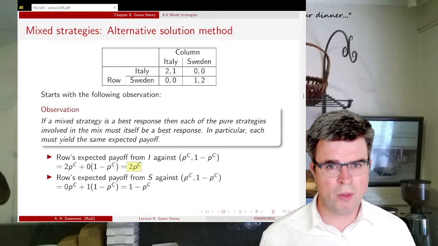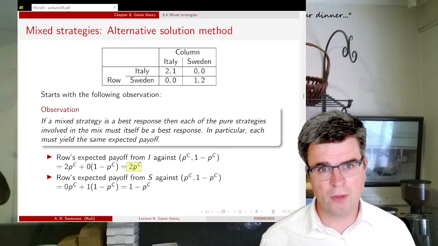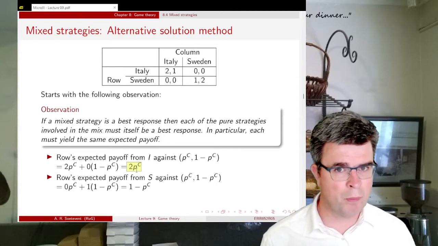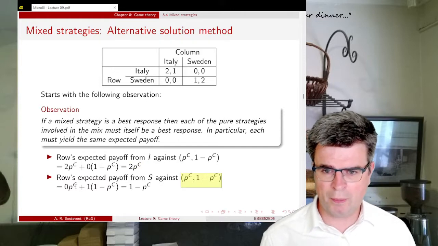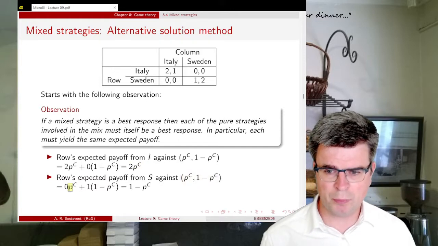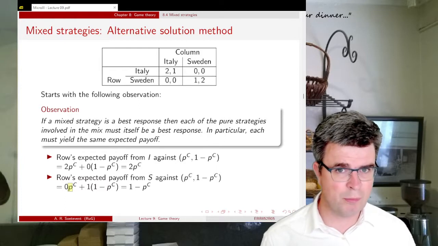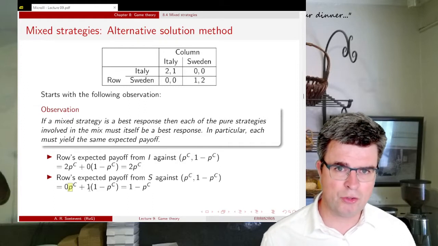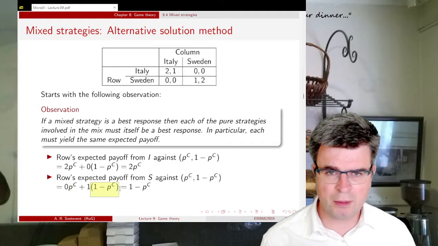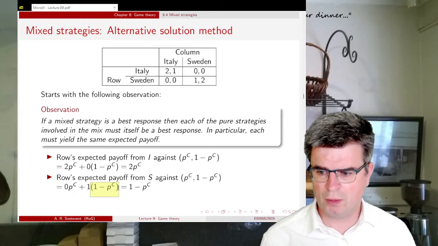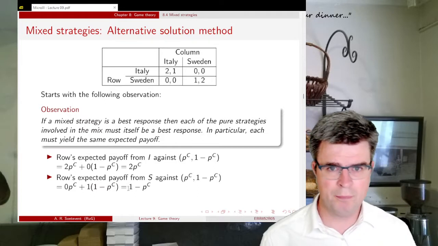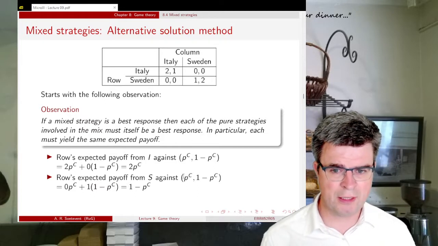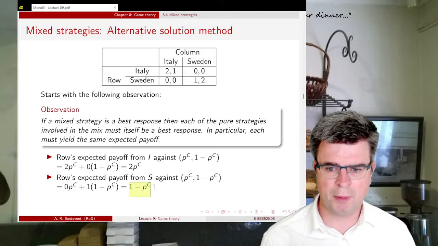Now, what about the other pure strategy, going to Sweden? If the row player plays that against the column player mixing between the two, if he decides on Sweden, his payoff will be 0 if the column player chooses Italy, which happens with probability PC, and the payoff will be 1 if the column player chooses Sweden as well, which happens with probability 1 minus PC. So the expected payoff of choosing Sweden against this mixing column player is 1 minus PC.